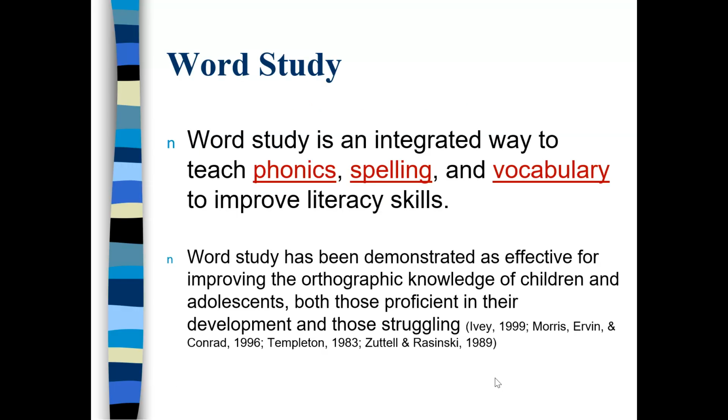A word study is an integrated way to teach phonics, spelling, and vocabulary to improve literacy skills. And research shows that doing word studies, starting with a spelling inventory and then creating a lesson based on the inventory results, shows improvement in orthographic knowledge of children and adolescents. So by doing these types of assessments with your students, you are building not only their ability to spell, but their ability to read.